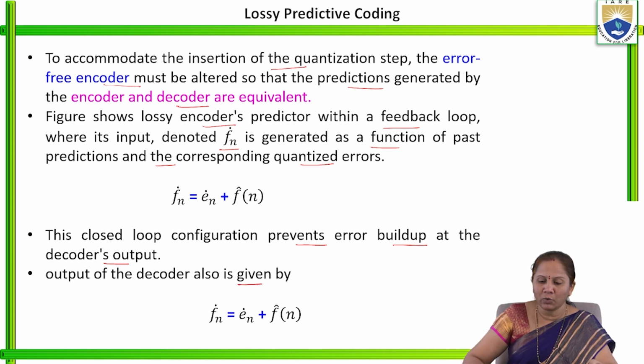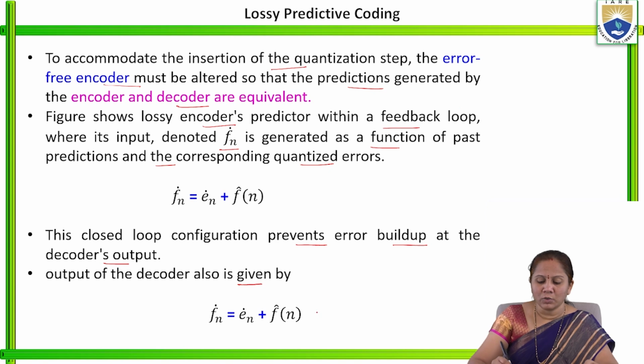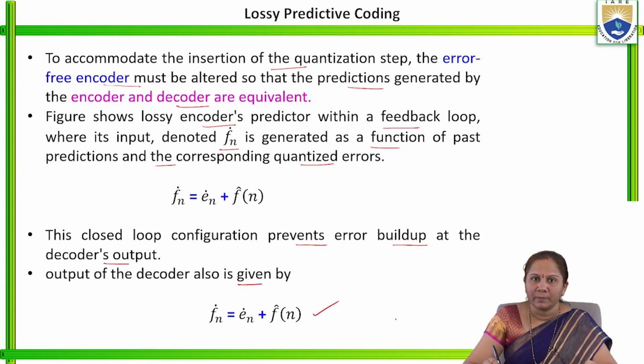The output of the decoder is also given by the same equation. So if you see the decoder part, this is f of n dot. Here the adder is available, so it is e of n dot plus f cap of n. So this is the equation.